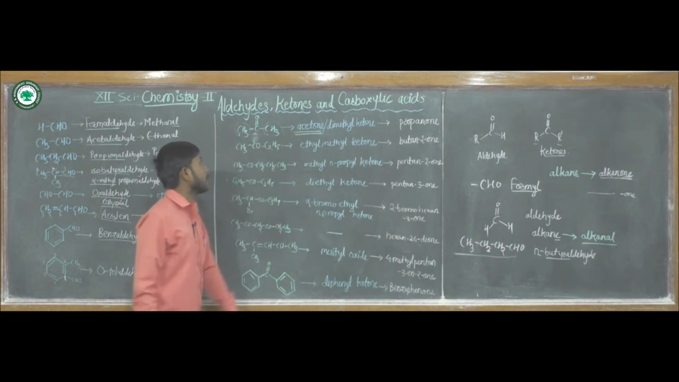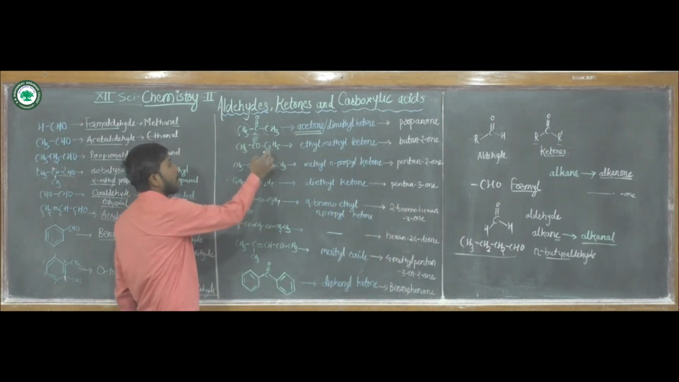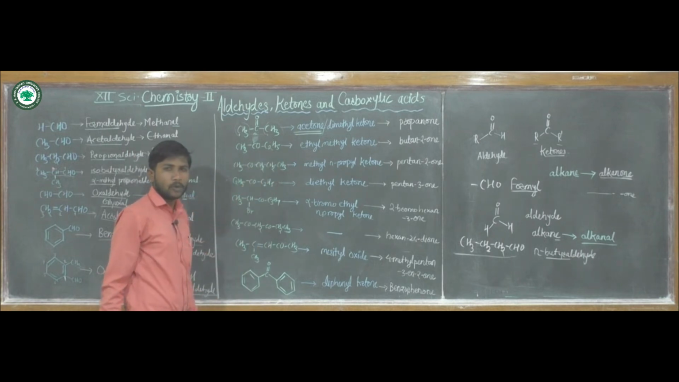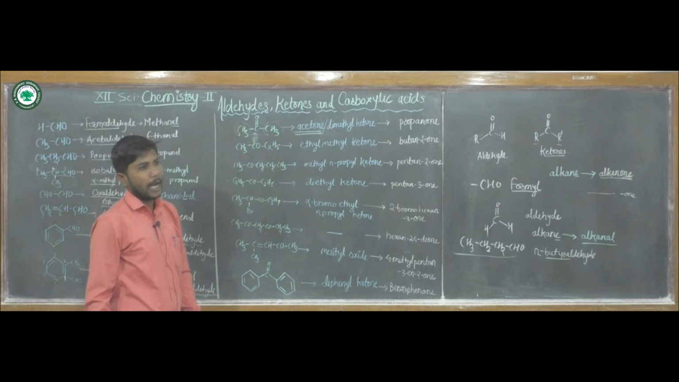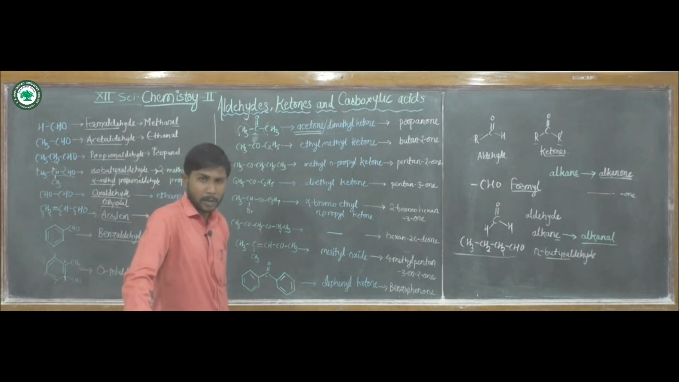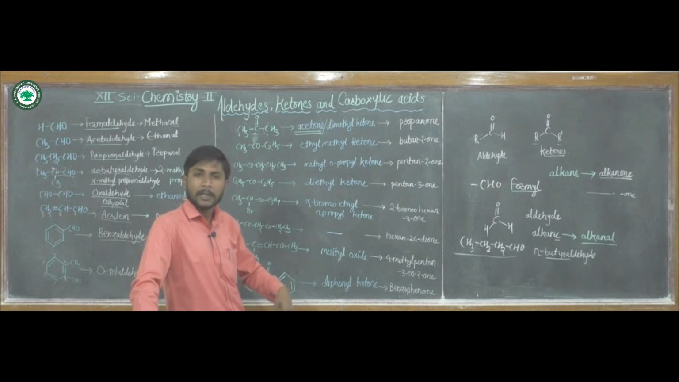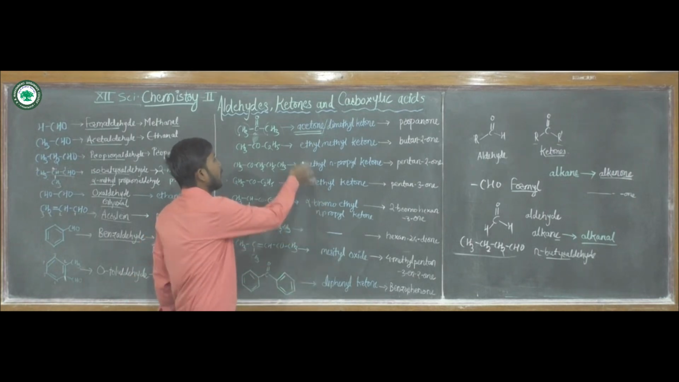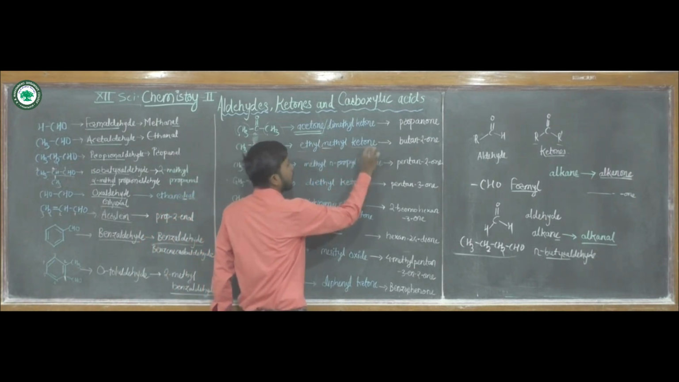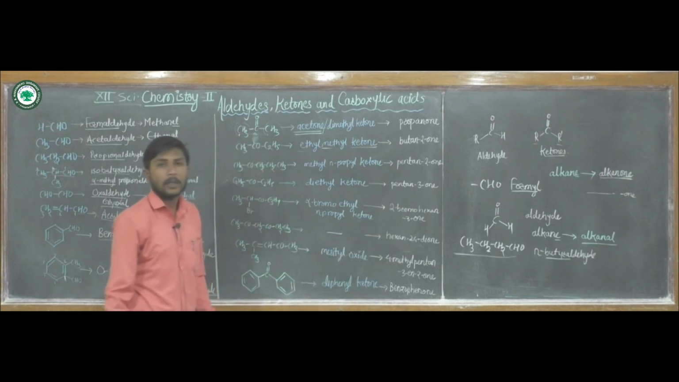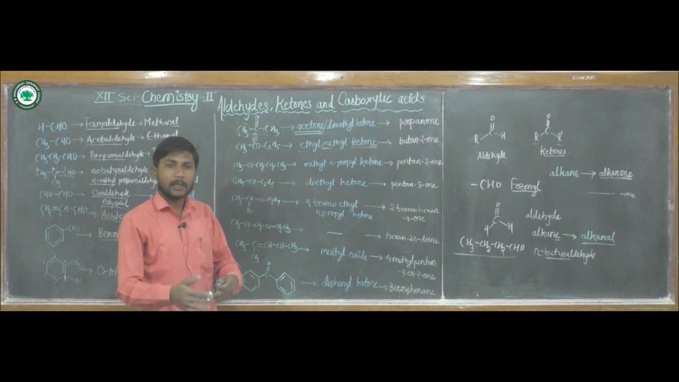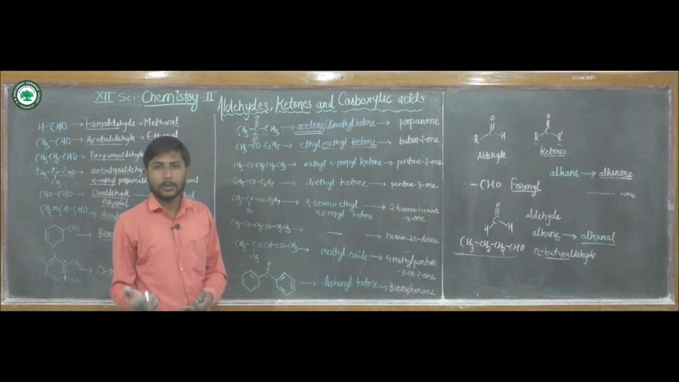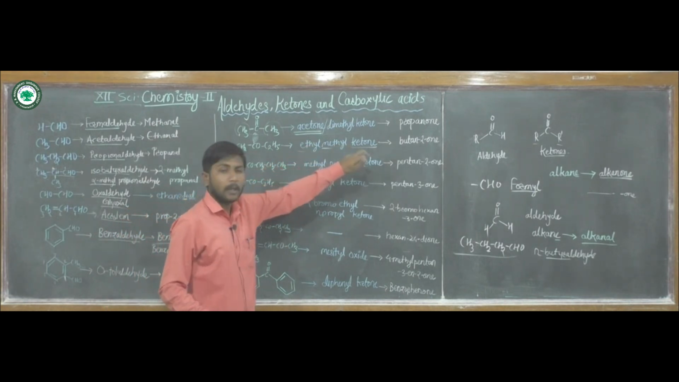Then look at the next example. This is an example of an asymmetric ketone. Both the alkyl groups are different: one is methyl, another is ethyl. In the common name system, if the alkyl groups are different, we should follow alphabetical order: ethyl, methyl, ketone. Common names of ketones are given by the alkyl groups followed by the name ketone. Ethyl methyl ketone.